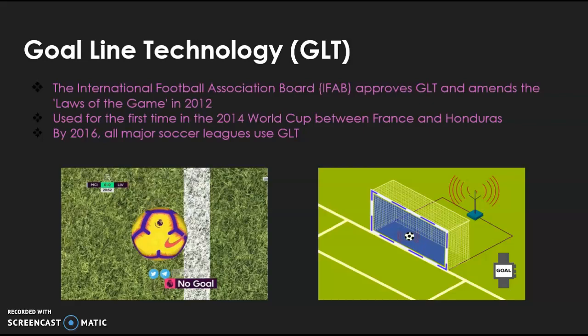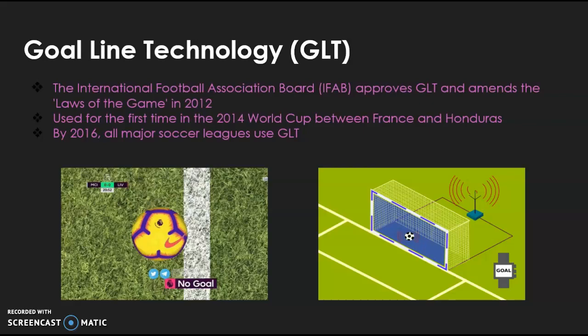Goal line technology, also known as GLT. The International Football Association Board approves goal line technology and amends the laws of the game in 2012. Used for the first time in the 2014 World Cup between France and Honduras. By 2016, all major soccer leagues use goal line technology.